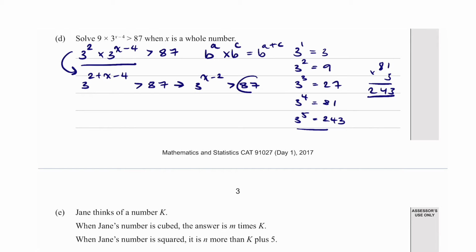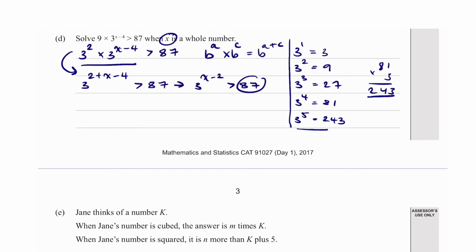Now what we want to do is bring 87 and rewrite it as 3 to the power of something. But as you can see from our table here, 87 is not one of these values. Now remember that the question says that x is a whole number and x is in our exponent, so we ideally want this number here to be a whole number.